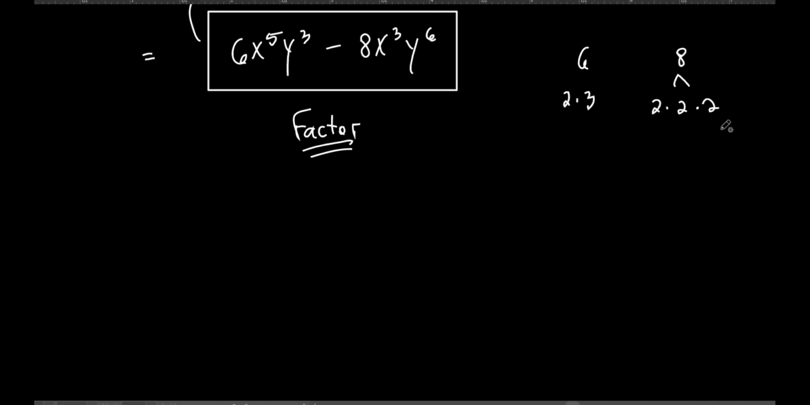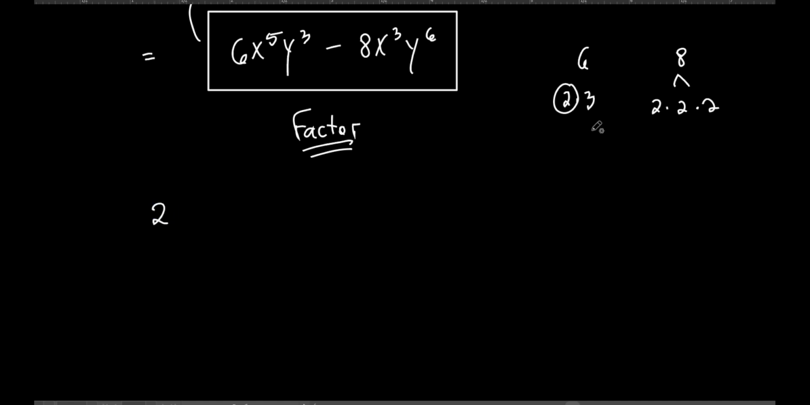So what do I do? I look to see which numbers show up in both places. I got a 2 here, and I got a 3 here. Which one am I going to pick? I'm only going to pick the 2. This has a 3. Do I pick the 3? No, because I don't have a 3 here. So that's the only thing in common with 6 and 8. So for 6 and 8, I'm going to find my common factor, which is a 2.